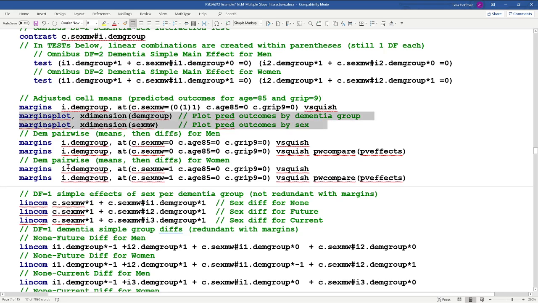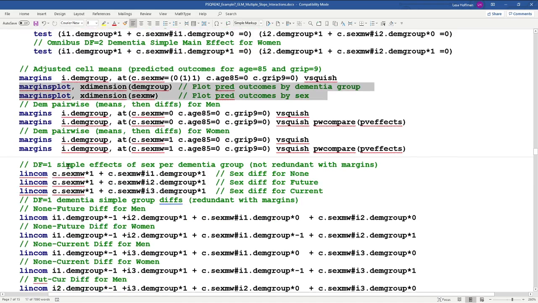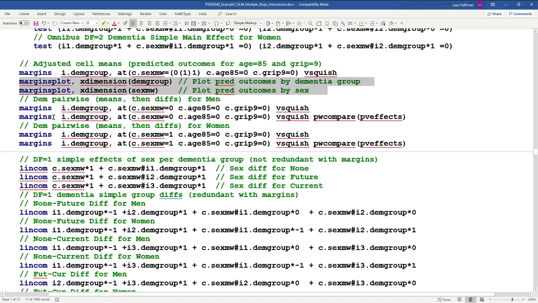Margins can also be used to create differences between groups. So in this case, I'm asking for means and then the differences to make sure that I've got all of those. And then means for dementia group holding gender at 1, and pwcompare means all the differences.